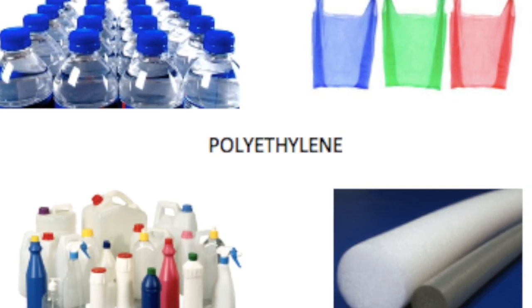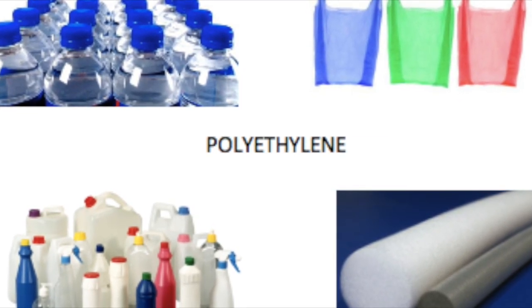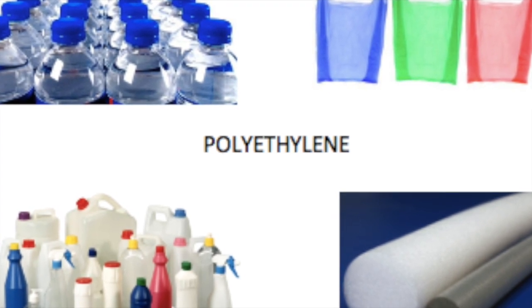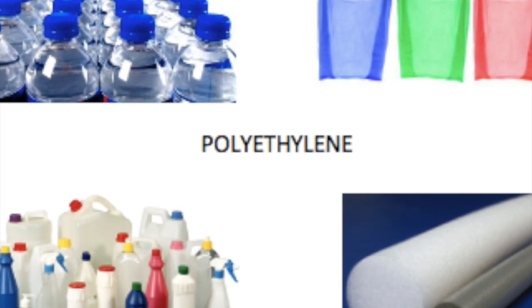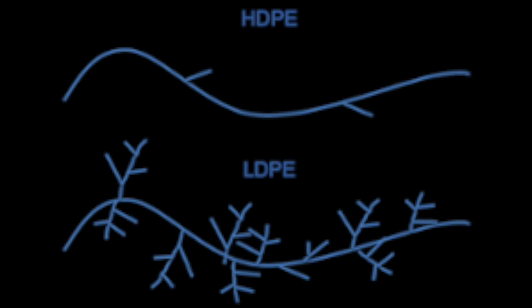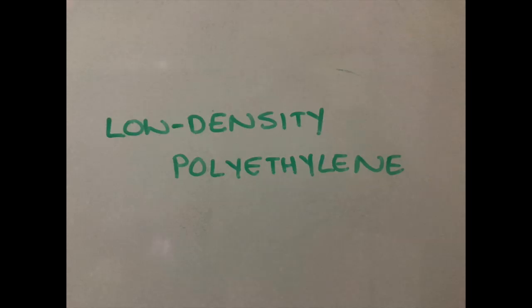So let's begin with polyethylene. Polyethylene is one of the most commonly used polymers in the world. It's used in many materials and equipment for day-to-day life as well as industry purposes. There are two main types of polyethylene: low-density polyethylene, LDPE, and high-density polyethylene, HDPE. However, in this video today, it will only look at low-density polyethylene.